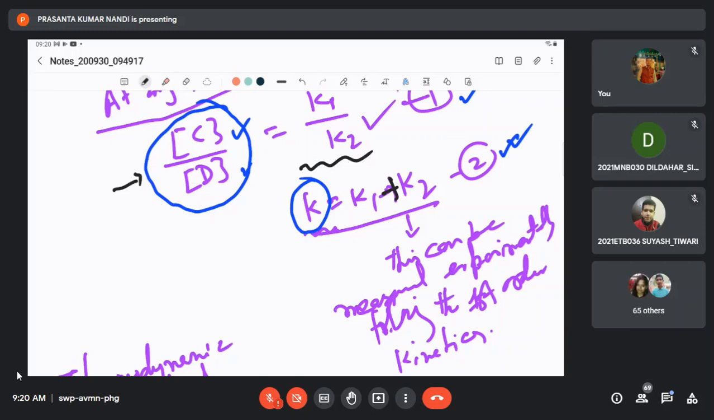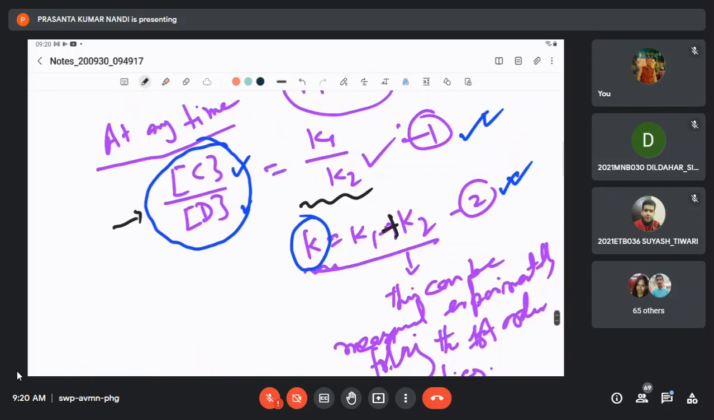So right now, you see we are interested to find out the individual rate constants. What is the value of K1 and K2? So for that, right now we have two equations or two expressions, right?